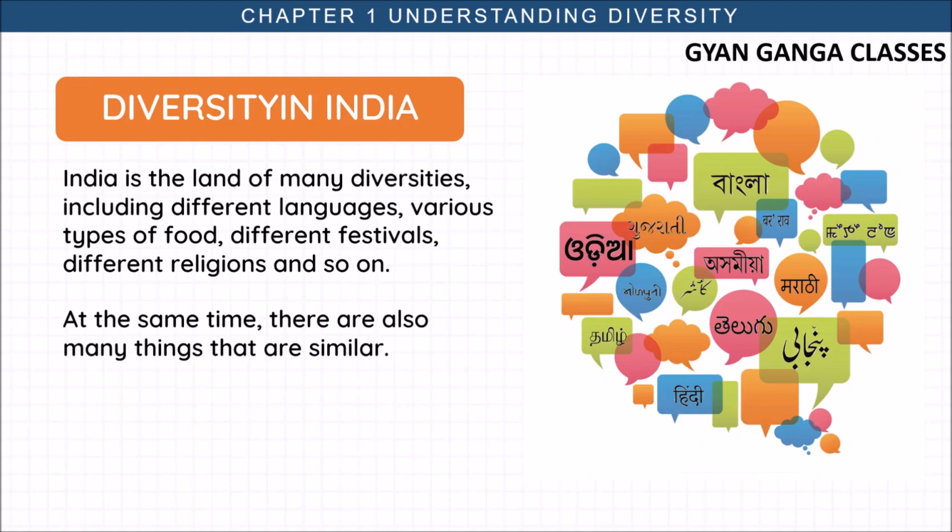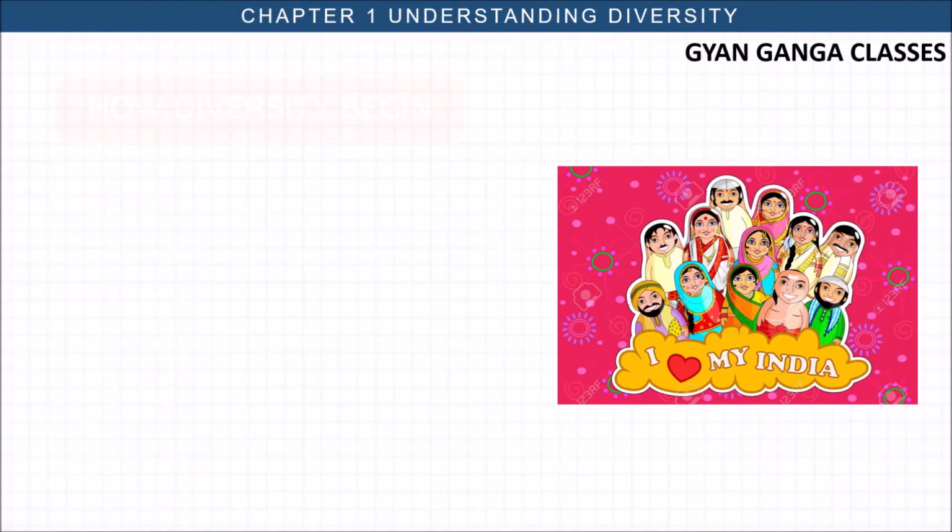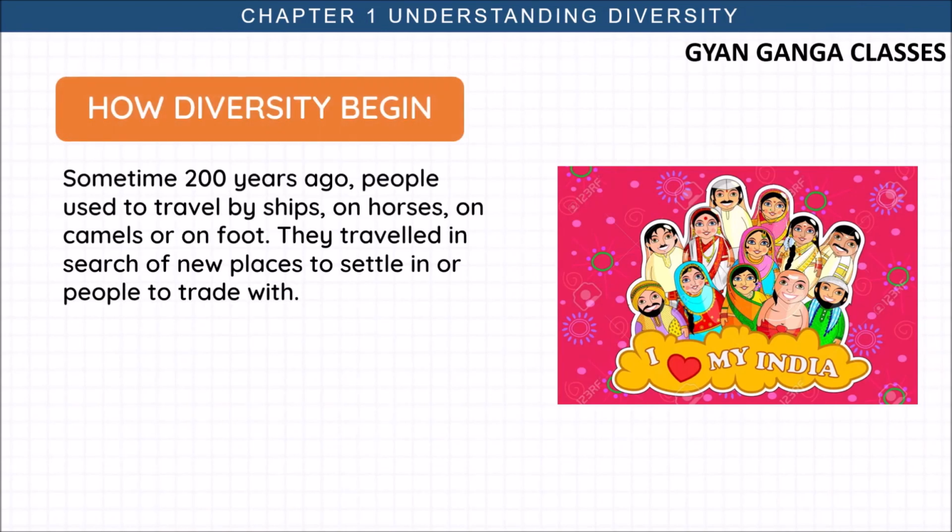How diversity begin? आखिरकार ये diversity शुरू कैसे हुई? मतलब हम रहते थे तो हमने कहा हम क्या किए ऐसा कि this diversity became a good thing in India. About 200 years ago, people used to travel by ships, horses, and camels or on foot. उस समय तो इतनी like bullet trains, airplanes were not there. So at that time they were traveling with the ship, horses, camels, food, and everything.